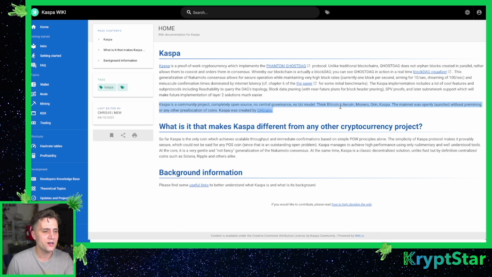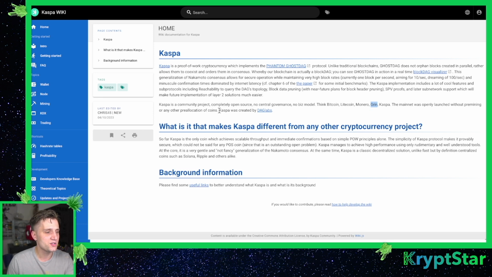Litecoin, I think, was a branch off of Bitcoin. It's like an updated branch of Bitcoin. Kaspa is like a super updated version of Litecoin. Monero is a privacy-enhanced Bitcoin. And then you've got Kaspa here. I don't know what Grin is, so I have to take a look into that and see what it is exactly.